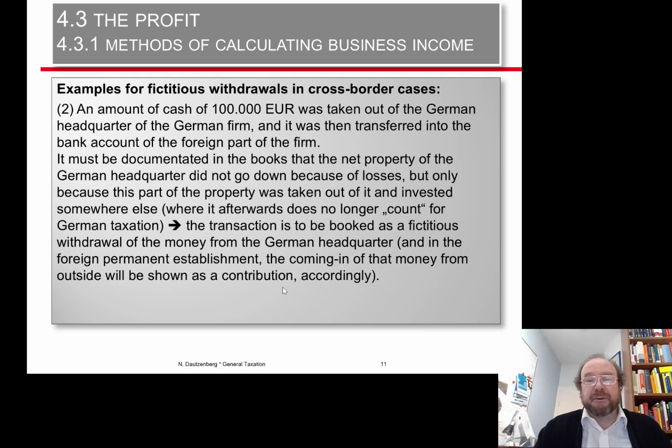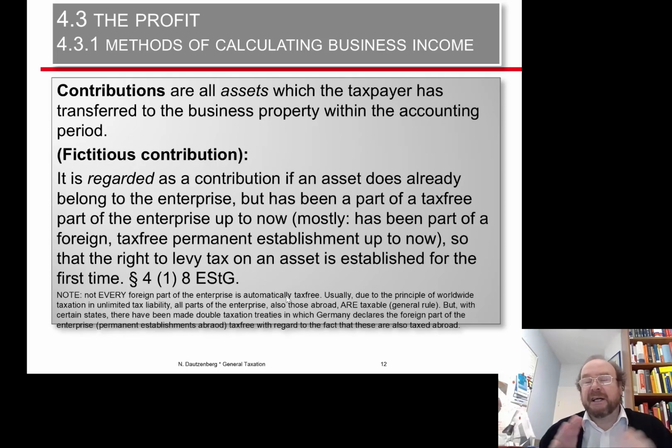And now if you put these 100,000 into the branch in Paris, the net property there goes up by 100,000, but that is not due to gains and profits which you made. It's only money put into that branch from outside, so there it would be a contribution correspondingly, naturally. I hope you understood the basic ideas.